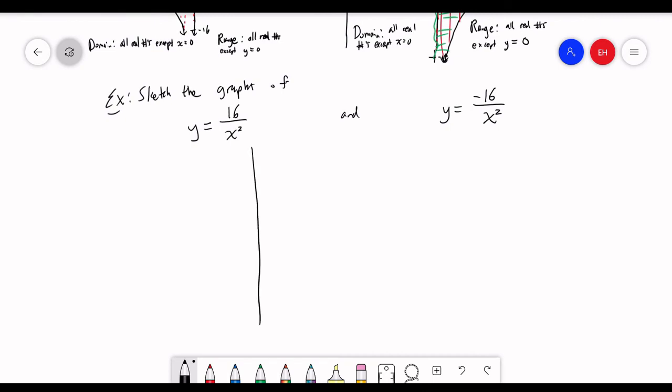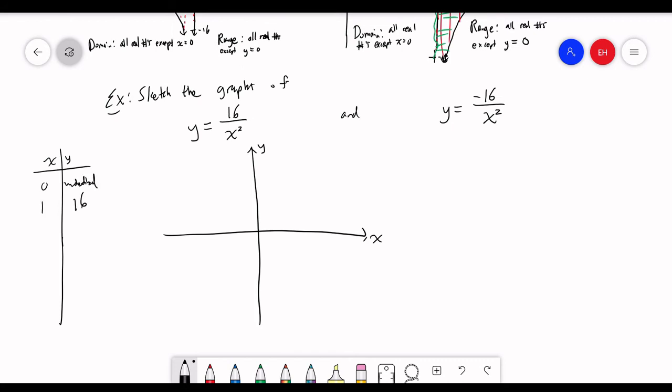Okay, so just like any graph, I'm going to pick a few points, figure out the outputs, and then connect the dots. So I put in 0, I get undefined again, because 16 divided by 0 squared is still 16 divided by 0. Put in 1, I get out 16. Put in 4, 4 squared is 16, so then I have 16 over 16, which goes down to 1. If I put in negative 1, I'm going to get positive 16, because negative 1 squared is a positive 1. And then if I put in negative 4, I get 1 out, because negative 4 squared is 16, so 16 divided by 16 is 1.